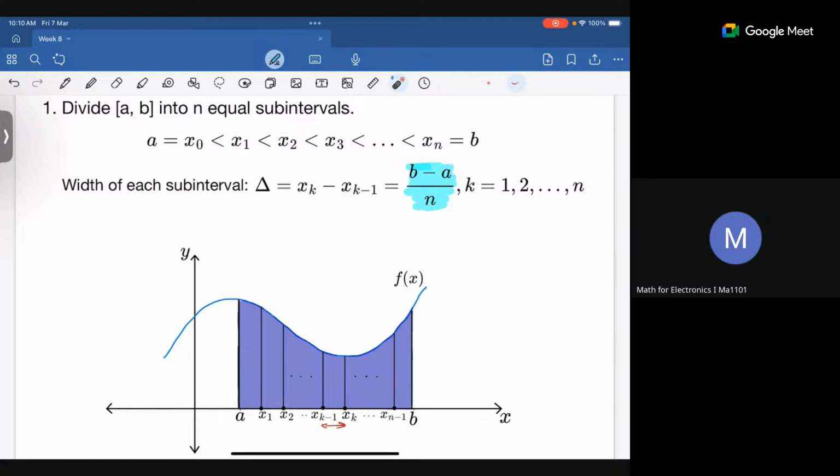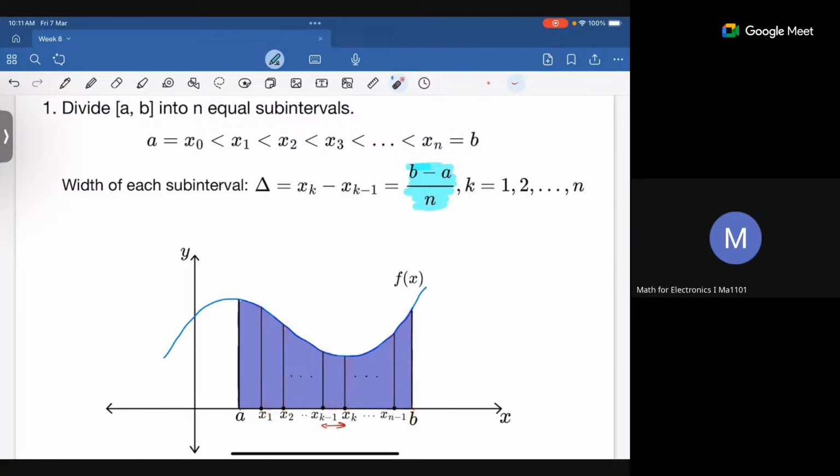So if I take more and more subintervals, each subinterval length will reduce because n is in the denominator, right? If you are taking too many components, each component length will be smaller, smaller and smaller. So what we did is we have divided the whole big interval AB into smaller intervals like this, and we have drawn these straight lines.